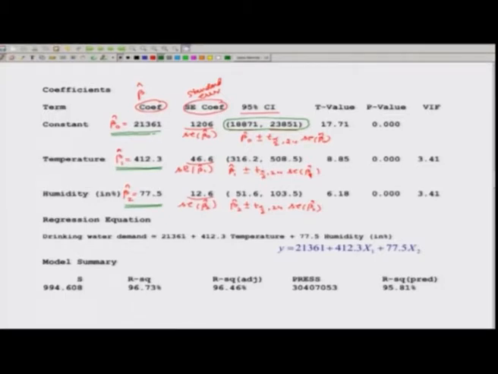And these are the indicators known as standard errors. This is giving us an idea about the spread of beta 0 hat, beta 1 hat and beta 2 hat.